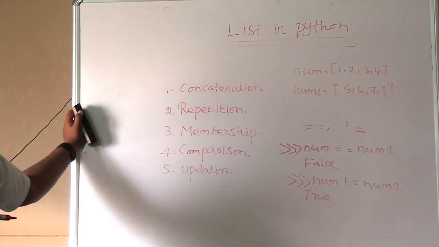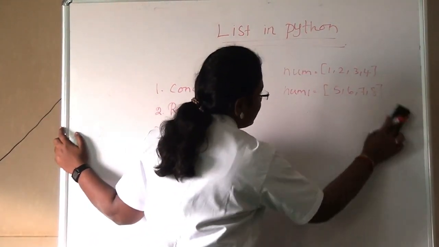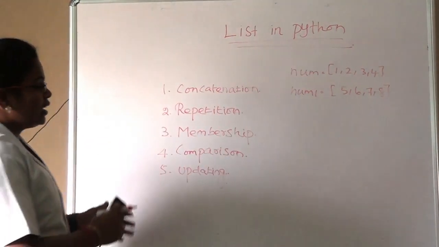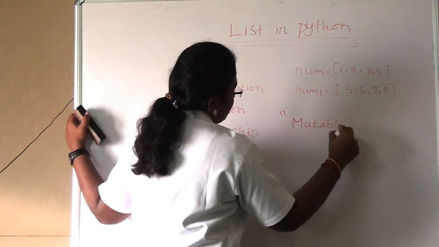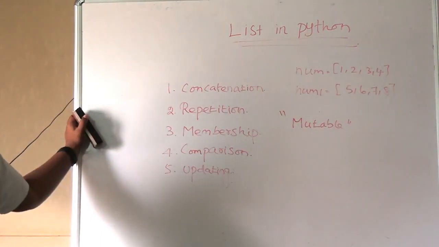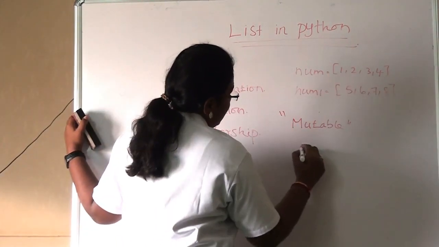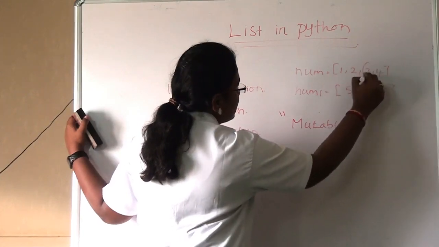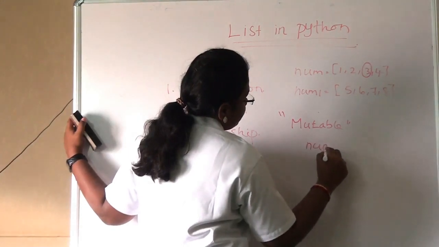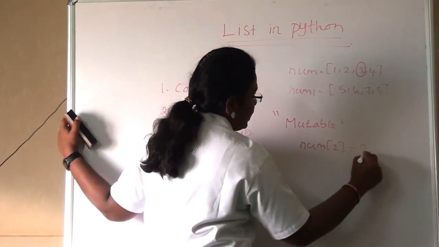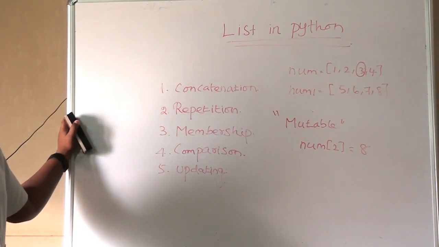Okay, the next one is updating. The special thing in list is lists are mutable. There is a special thing about the list. Lists are mutable. Mutable means you can change the content of the list. For example, I am having the num content. If I want to change the middle element, that is 3, instead of 3, I can have 8 as num of 2 equivalent to 8. This is possible in list. Lists are dynamic in nature.